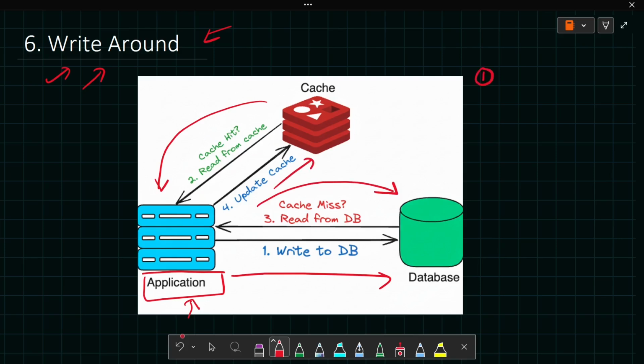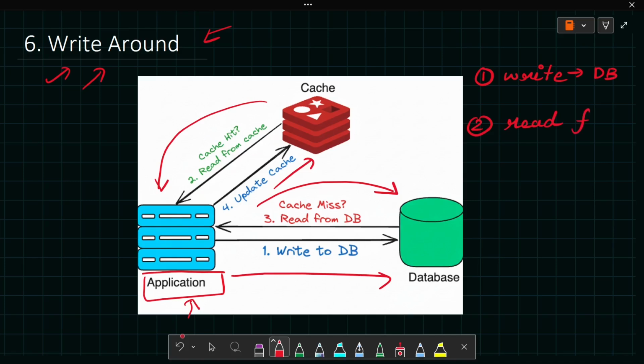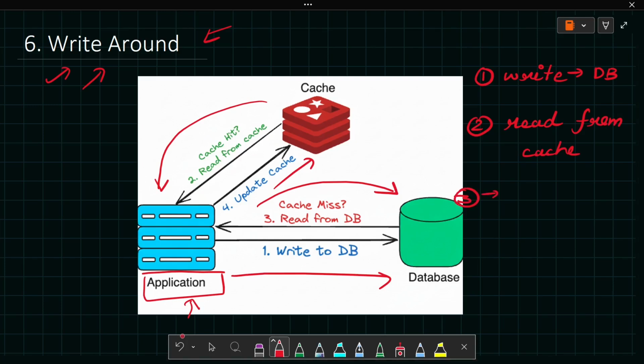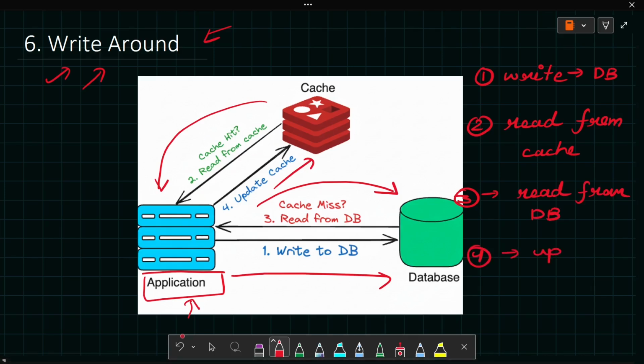So what is happening here is, in the first step you write to the primary database, and second, you read from the cache. And then in the third step, if there is a miss, you read from the database. And in the fourth step, you are just updating the cache. So this is how write around works.